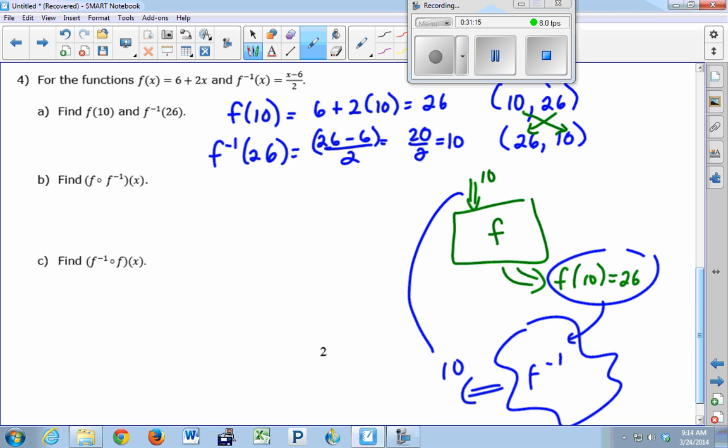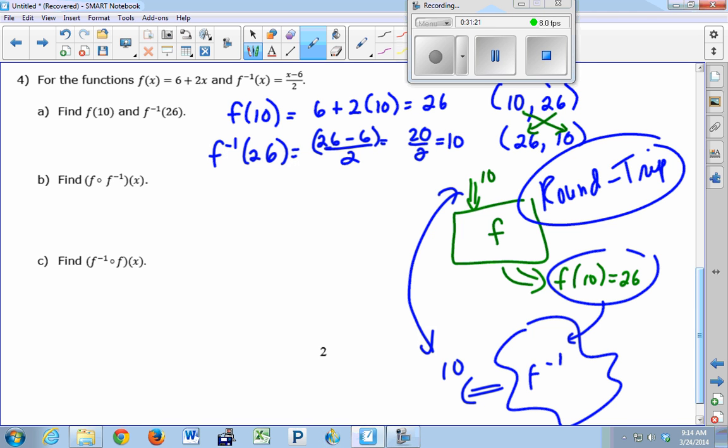I like to refer to this as we just took a round trip. Hopefully some of you had a nice round trip vacation over the break. Okay, you just took a round trip. You started with 10, you did something to it, got 26, you put it in the machine, and you're right back to where you started.